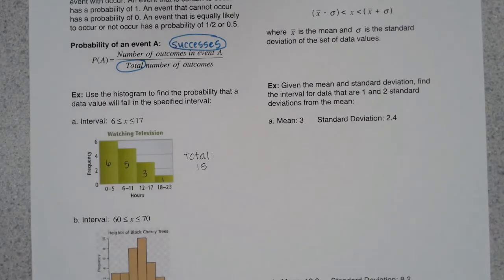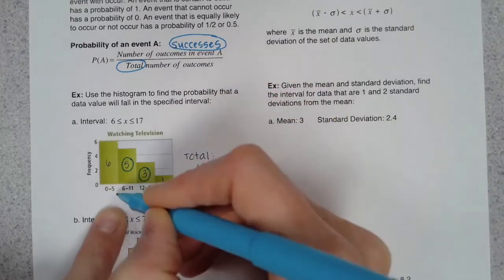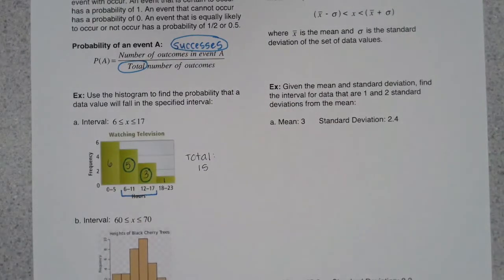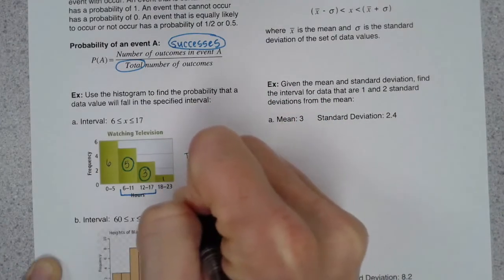Once you have the total, then you want to go back and look and see with which interval you're being asked to figure out the probability. So they're asking how many people are watching TV between 6 and 17 hours. So this bar starts the 6 and then this bar finishes the 17. And so the number of people in this example that watch TV between 6 and 17 hours are represented here. So there are 8 people who watch TV between 6 and 17 hours, and so the probability of landing within that interval would be 8/15.